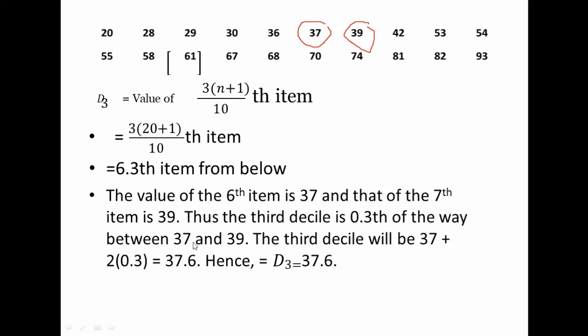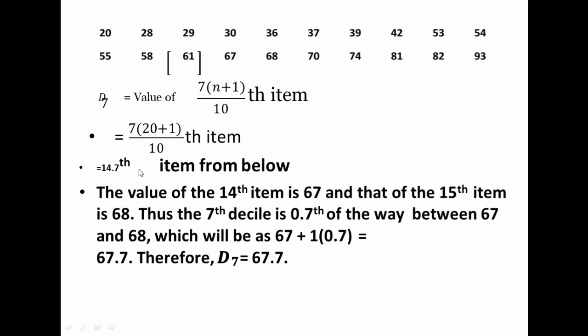And similarly, you see over here, 37 plus 2 into 0.3. So 0.3, you see over here, is the fraction part. The sixth item is 37, and the seventh item is 39. And between 37 and 39 there is a gap of 2. So the third decile is equal to 37 plus 2 into 0.3. So the third decile is 37.6.